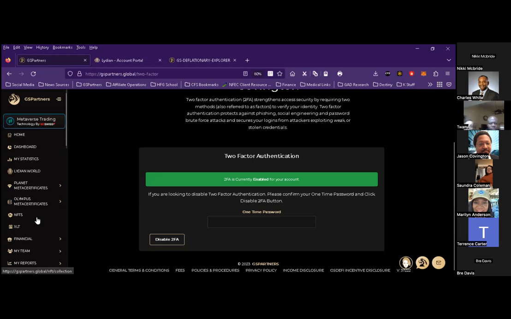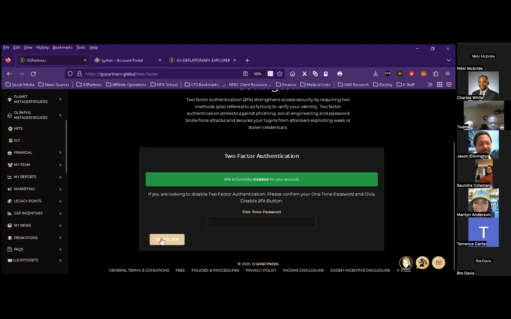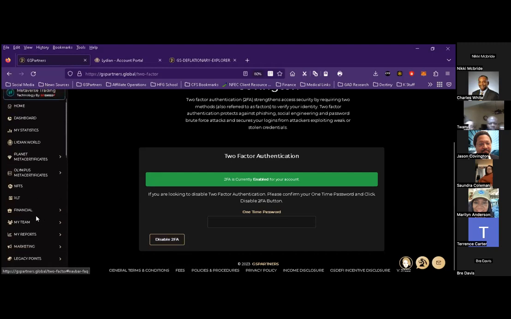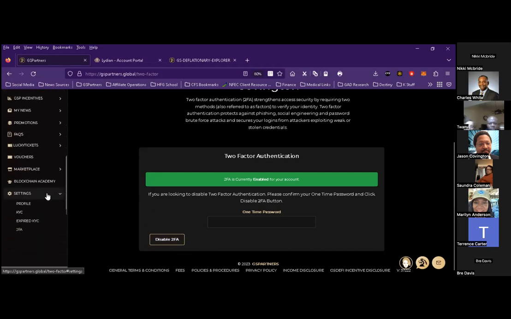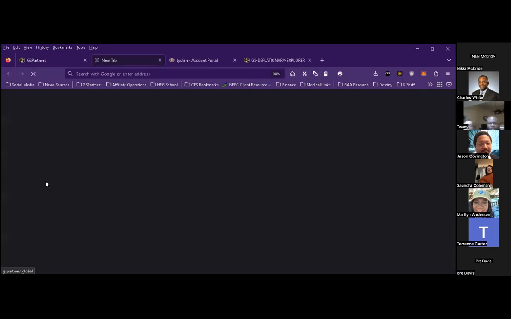Absolutely not. You can also disable it just because you want to and re-enable it when you can. Okay, so that is the settings. Above that is the Blockchain Academy. Now, it is my distinct pleasure to show you this.